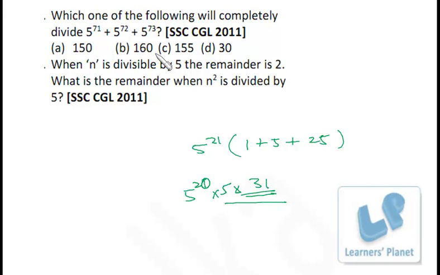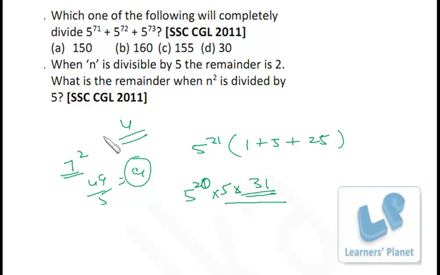When n is divided by 5, the remainder is 2. What is the remainder when n square is divided by 5? So we choose any number which, when divided by 5, gives remainder 2. Suppose I take 7. So when 7 is divided by 5, the remainder is 2. Now, what is the remainder when n square is divided by 5? So 7 square, that's 49. If it is divided by 5, the remainder is 4. So no need to go further. So a very simple example you can take. Your answer must be 4.